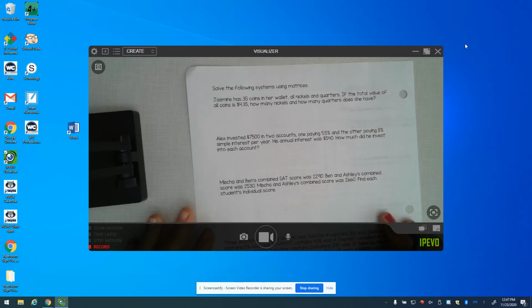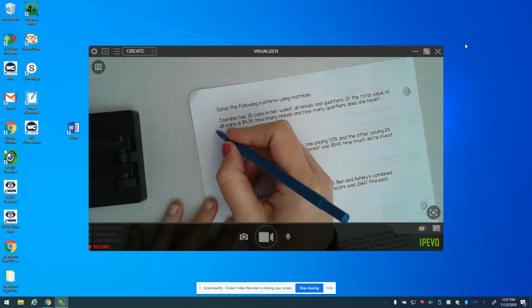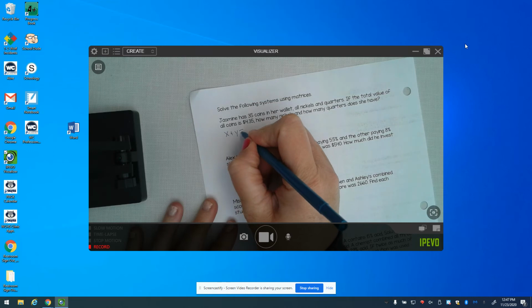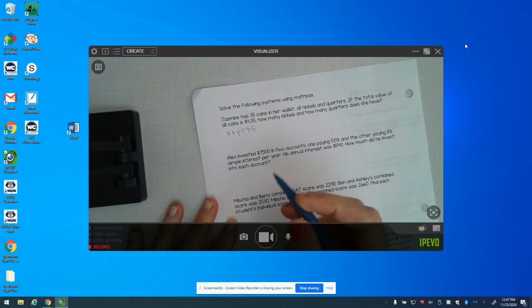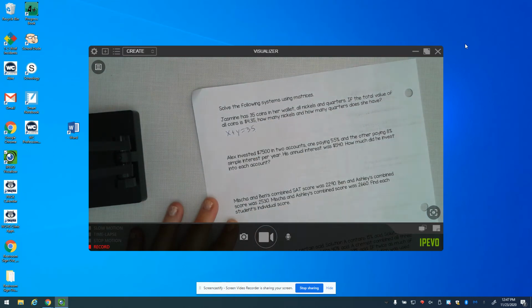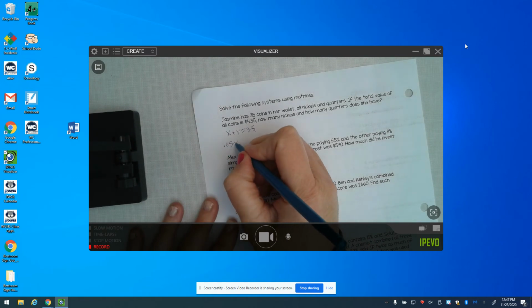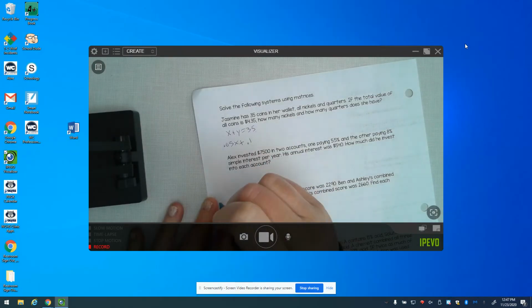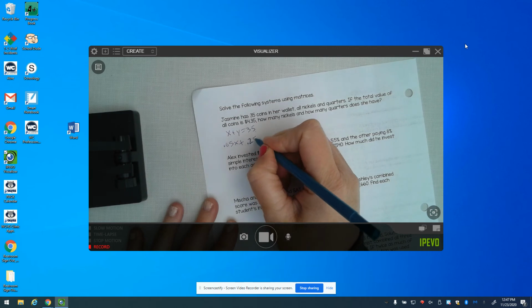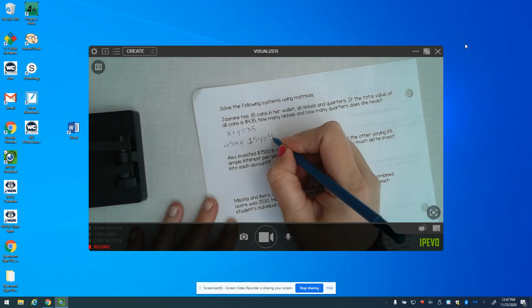All right, so on this question here, I know she has 35 coins. So I'm going to say x plus y equals 35. I also know that the total amount has to equal 435. So we have nickels are worth 5 cents, and quarters are 25 cents, and that has to equal 435.